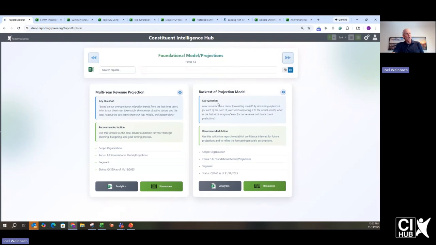Let's see, these are the 1.8. These are analytics that we use, or you can use, for a multi-year revenue projection. There's actually a back test too. This model doesn't always work well for all organizations. If every couple of years you run a big campaign and you get a big spike and then you go down for a couple years, this model is not going to be that accurate, so you don't want to rely on it. But a lot of organizations don't operate that way. So we give you the ability to back test the model and see how well it fits your organization.